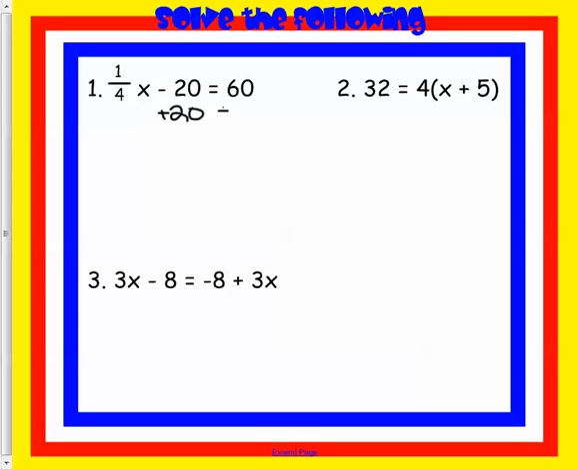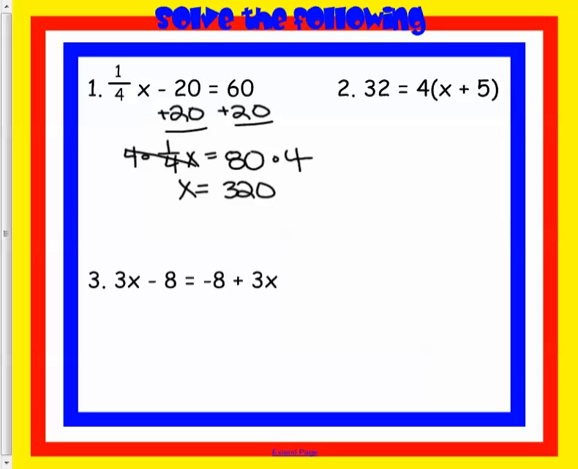On this one, we would need to add 20 to both sides. When you do that, you get 1/4 x on this side equaling 80. Remember, you can always add in your lines if you'd like. We're going to multiply by 4 on both sides, and when we do that, the 4 cancels out the 1/4, so we're left with x, and 80 times 4 is 320.